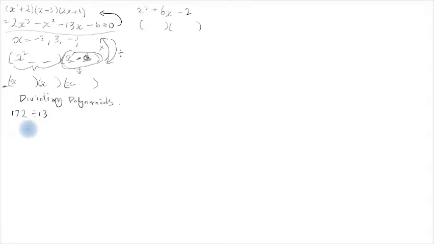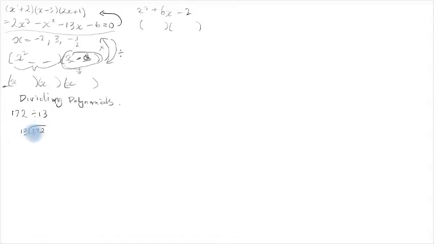First, you'd need to set this up. So we've got 172, which is our dividend, and we're dividing by 13, our divisor, and we're going to get an answer which is our quotient. Okay, so first we go, how many 13s do we have in 1?